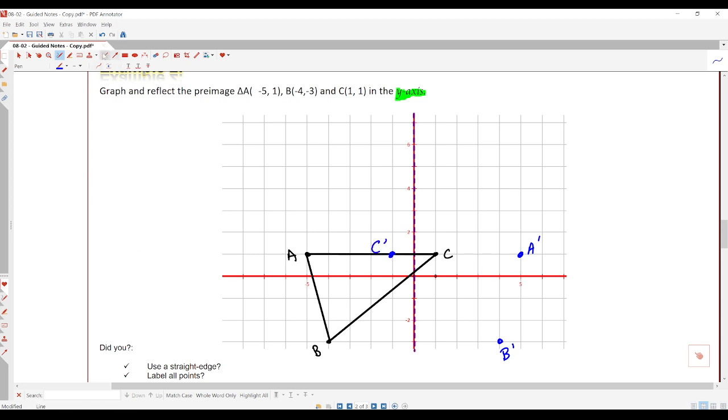Unfortunately, sometimes what happens is, and you'll see it here in this case, the image and the pre-image overlap. Okay. It just happens. Not a big deal.